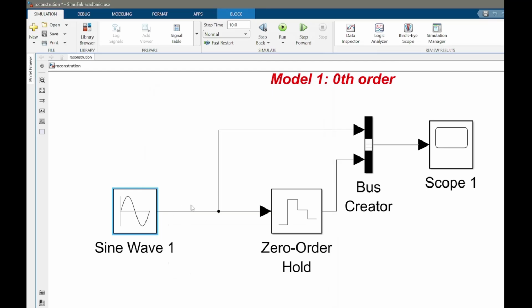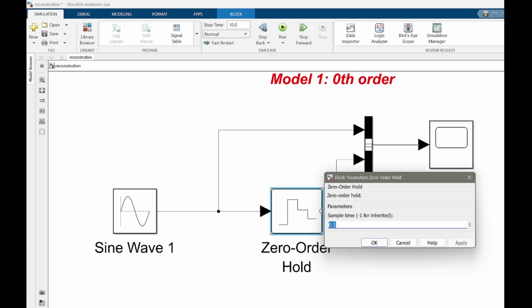Now, notice that the output of the sine wave is split into 2 different paths. The first path goes directly to the bus creator. This is simply the original sine wave. We are sending it directly to the scope, so we can compare it with the reconstructed signal. The second path passes through the zero order hold block. Now this is the block we are interested in. Let's open it first, and you can see that the sample time is set to 0.5 second.